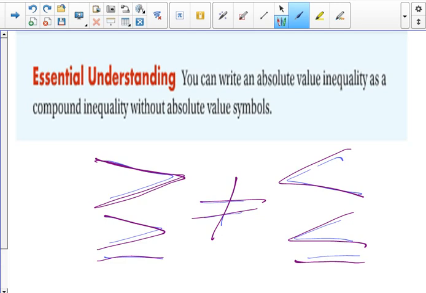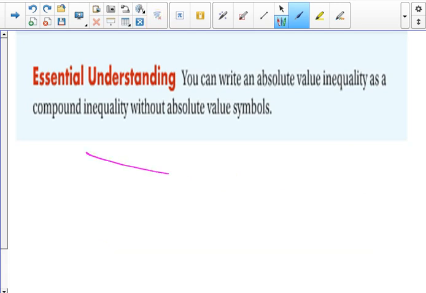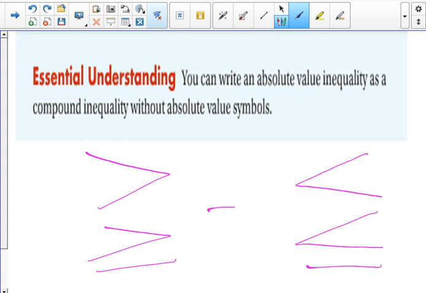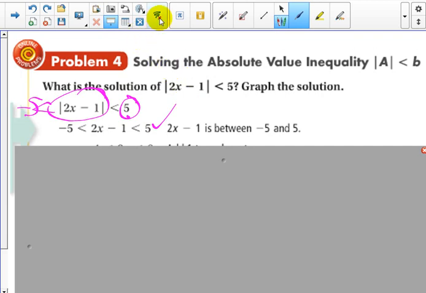I want to remind you of the inequality symbols. We've got greater than or equal to, less than or equal to, and we have a not equal. Okay? Then with our compound, we've got the and or.